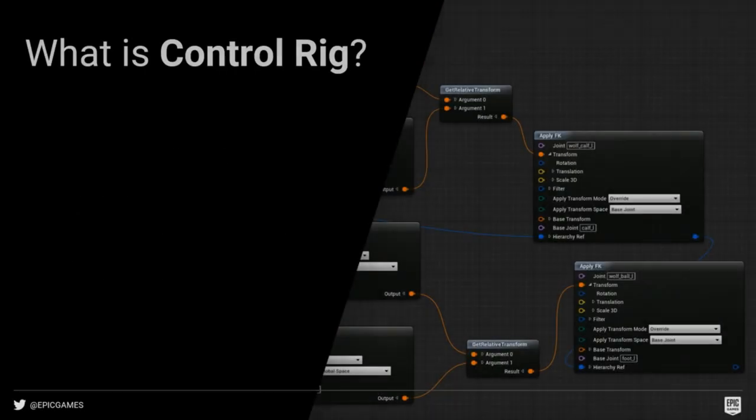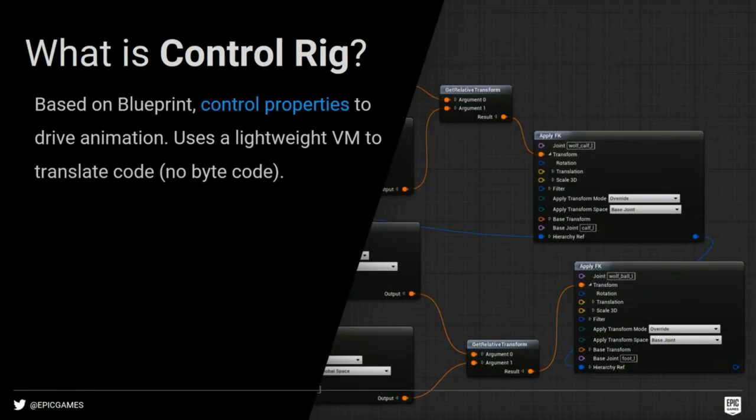So what is Control Rig? It is based on our Blueprint visual scripting system. It's basically used to control properties in order to drive animation. It uses a much lighter weight virtual machine to translate your code than Blueprint. It's mostly to copy and execute your code.